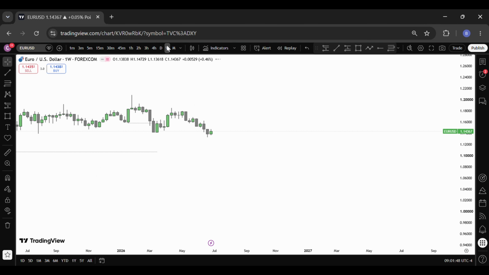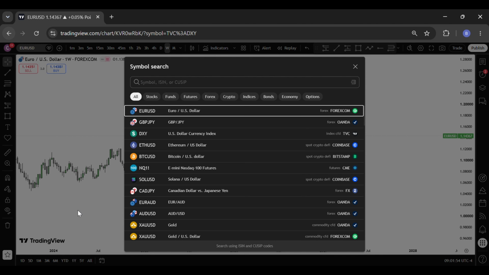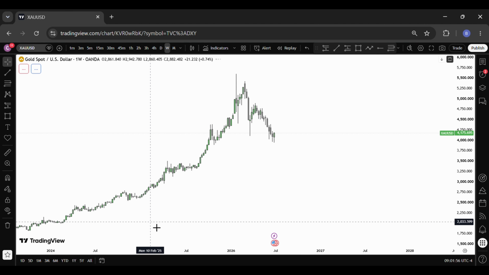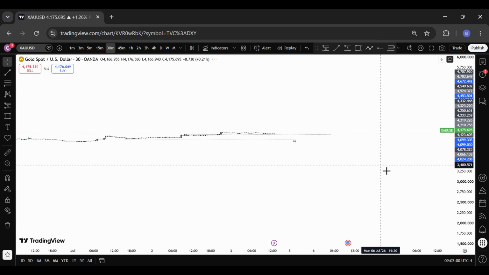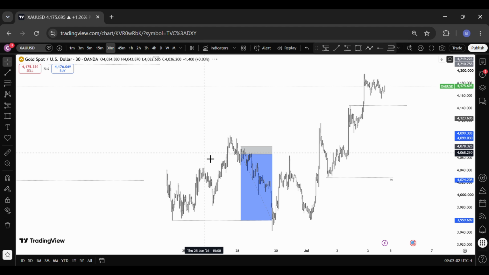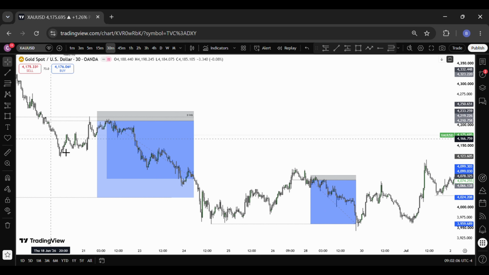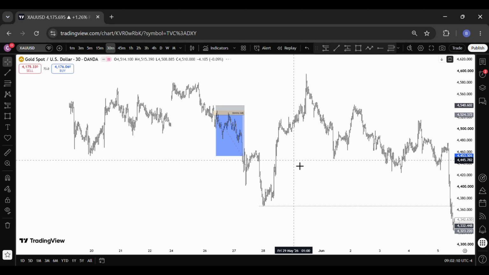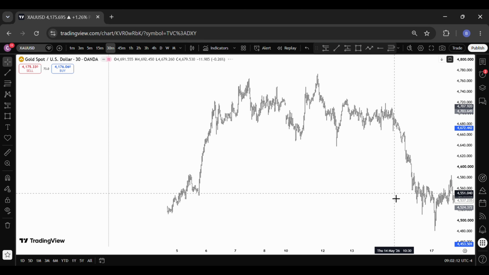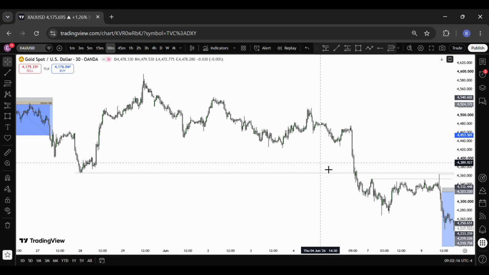Let me go to the weekly time frame. Alright, I'm just going to go to XAU USD. So let's go to the 30-minute time frame first. I want to show you guys all the trades I've taken on XAU USD. I traded this. You can see all the trades I've been taking on XAU USD. There are more. I did not even keep things like this. They're actually way more than this.